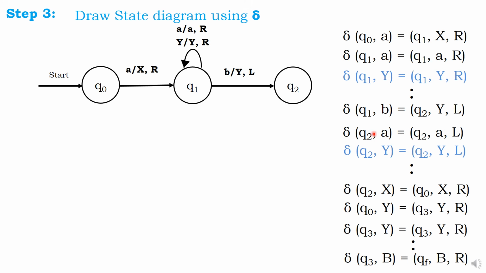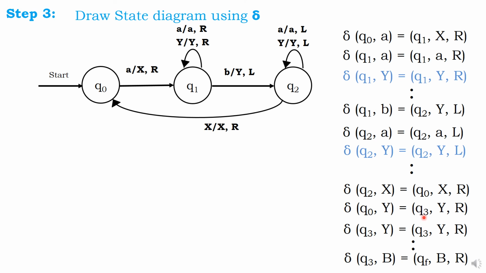Q2 becomes Q2, a self loop. What I should do? A slash A comma L. Y slash Y comma L. Dot dot dot means self loop accepted. Next, Q2 becomes Q0. This is Q2, you should go to Q0. What you should do there? X slash X comma R.